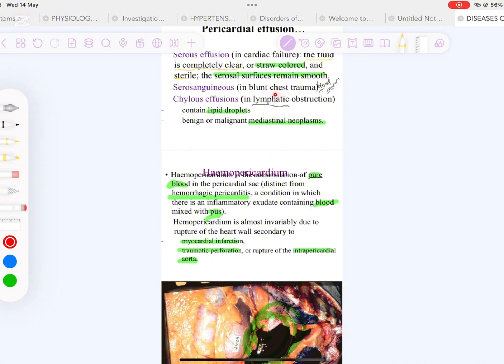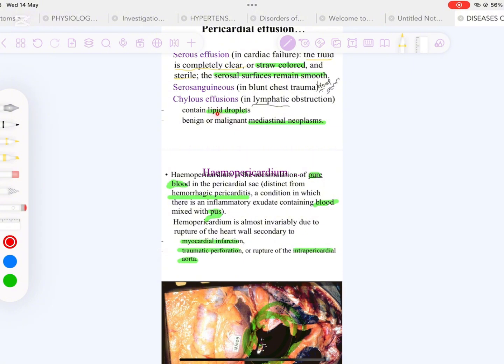Now, serosanguinous is seen in blunt chest trauma. And why? Because serosanguinous means you see blood and you see serum. And when do you see blood? When there is a blunt chest trauma, maybe an accident or someone stabs with a knife and you puncture something, and then it's both blood and fluid and everything. So in blunt chest trauma, and then you now see chylous.